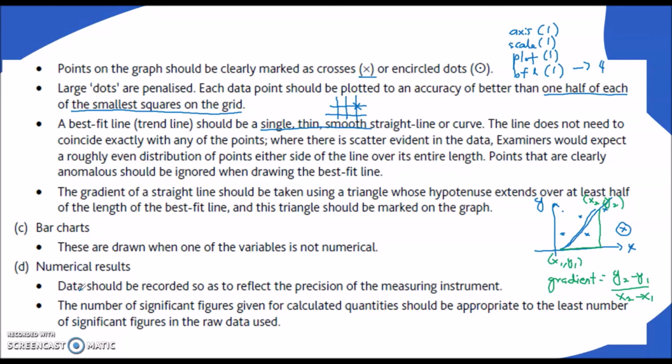The numerical result data should be recorded so as to reflect the precision of the measuring instrument. For example, if we have a vernier caliper, it should measure up to 2 decimal points, for example 1.01 centimeter. The number of significant figures given for calculated quantities should be appropriate to the least number of significant figures in the raw data used. So we must pay attention to the significant figures.